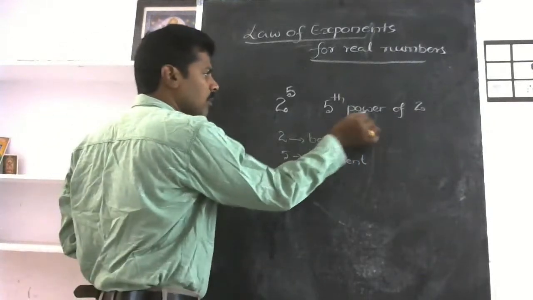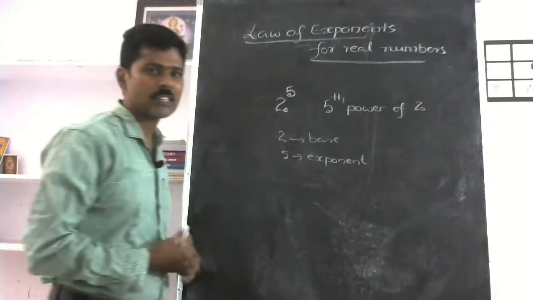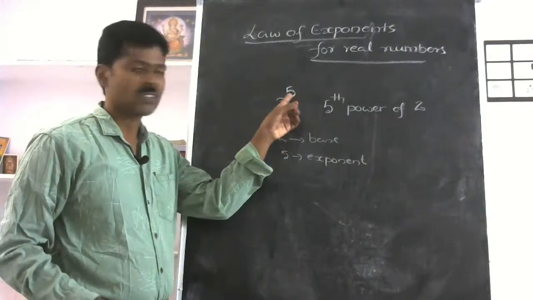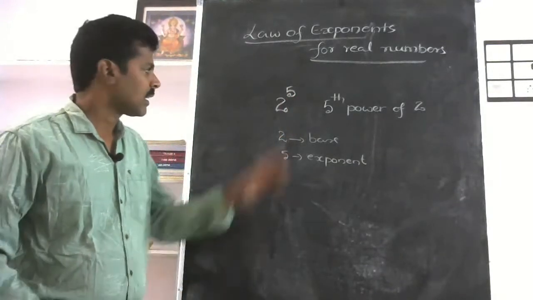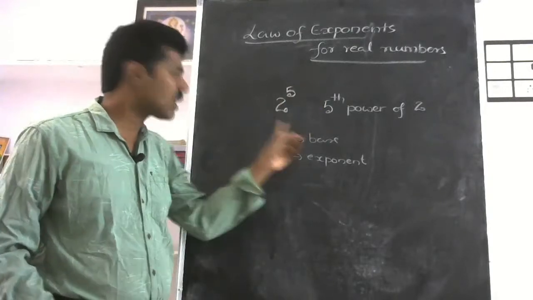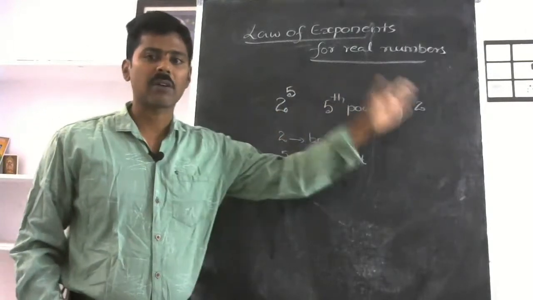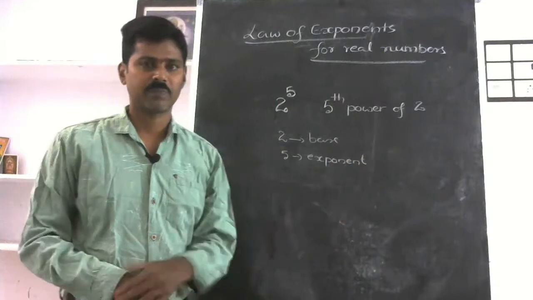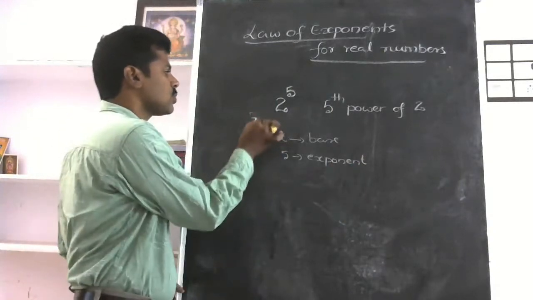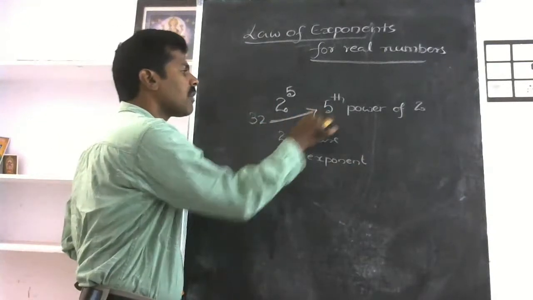Power cannot be written on its own. Generally, many people say that the power is 5. No, it's not that the power is 5. 2 power 5 as a whole is known as the fifth power of 2. That means 32 is nothing but the fifth power of 2.